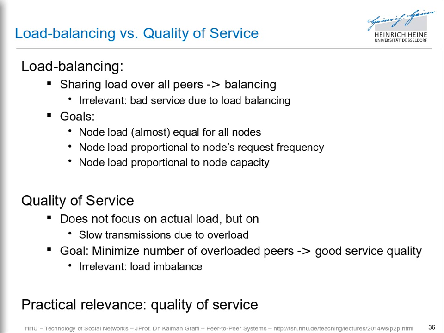Here we have the quality of service. The main goal of applications is to minimize the number of overloaded peers, so the overall service quality is the best. Here the load imbalance of peers is not relevant. In adaptive Chord, the aim is to minimize the number of overloaded peers, so we get the best service quality. And a peer is overloaded if its bandwidth is exhausted.